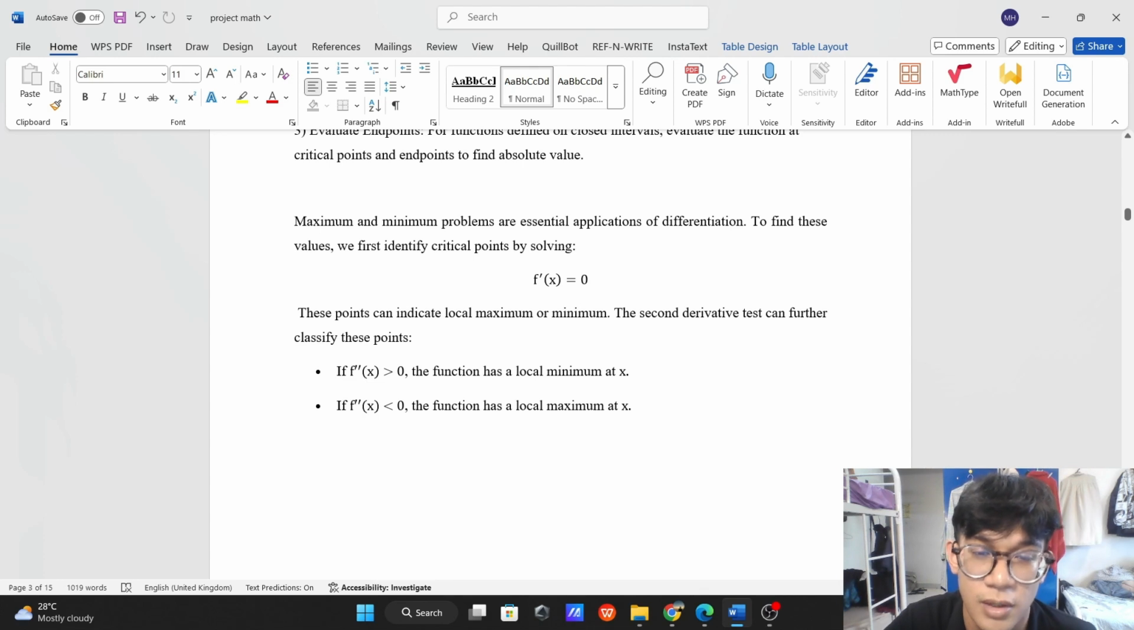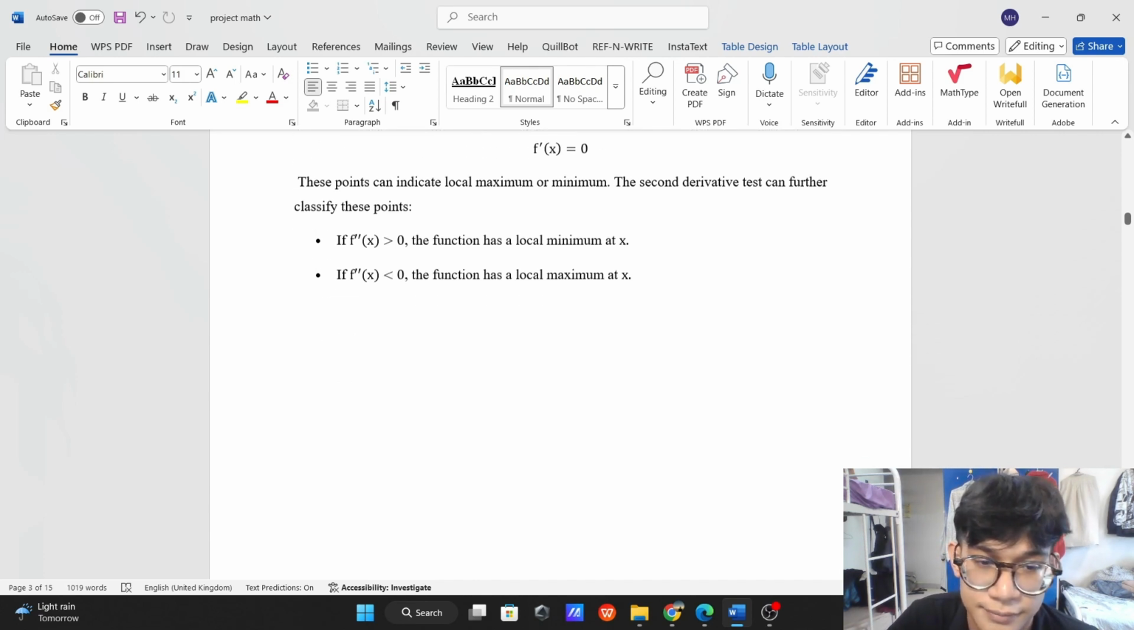Maximum and minimum problems are essential applications of differentiation. To find these values, we first identify critical points by solving f'(x) equals 0. These points can indicate local maximum or minimum. The second derivative test can further classify these points. If f''(x) is bigger than 0, the function has a local minimum at x. And if f''(x) is less than 0, the function has a local maximum at x.